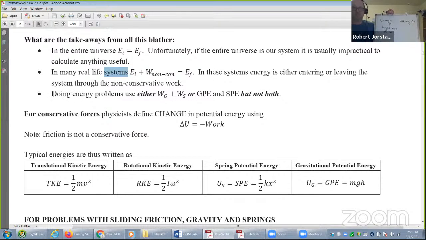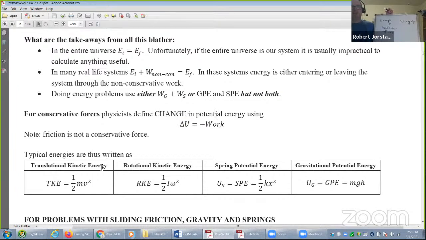Now, when you're doing energy problems, you either do the work done by gravity and the work done by springs, or you do the calculations of potential energy, but you don't do both. Why? Because work and potential energy are essentially counting the same thing.